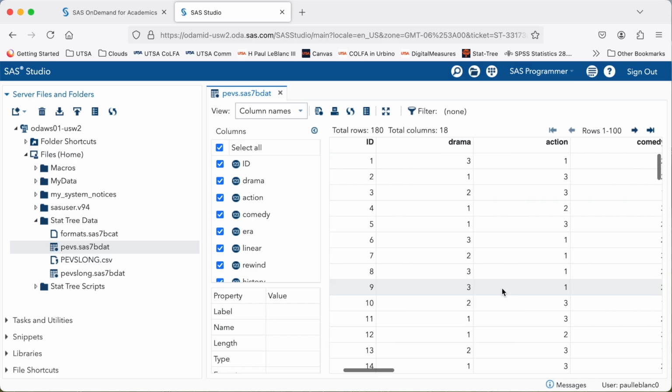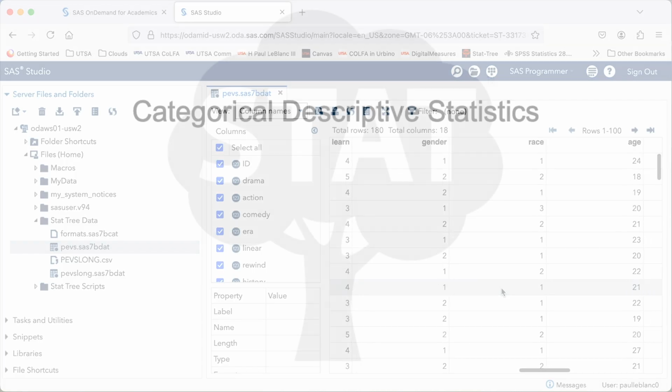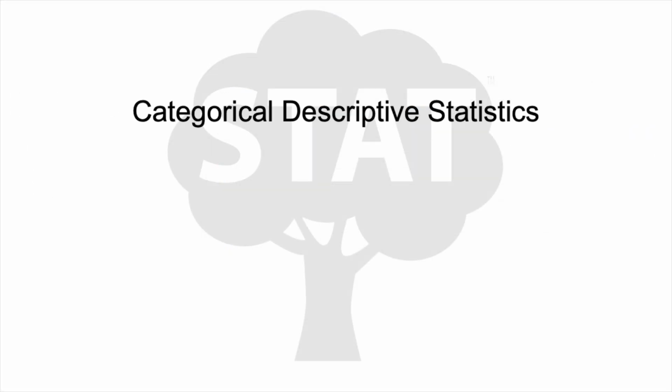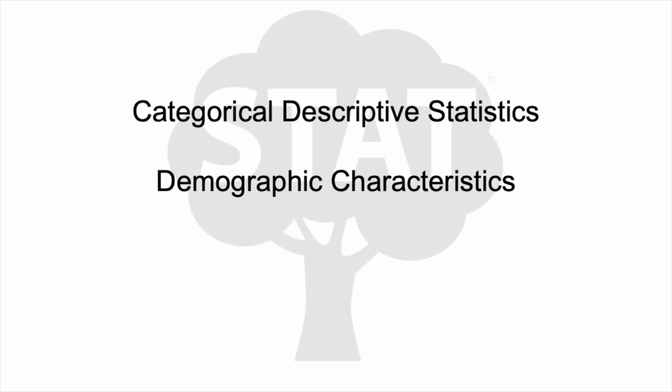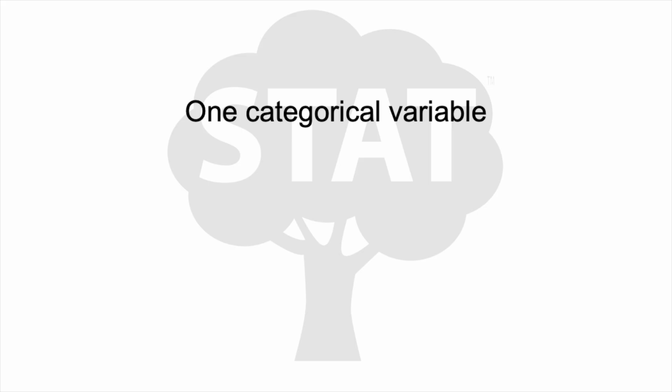After collecting and scoring your data, the next task is summarizing your data. This video will cover just the categorical descriptives, such as race or gender, and any other variables on your survey which are measured as nominal. You will need one categorical variable in order to run this test.